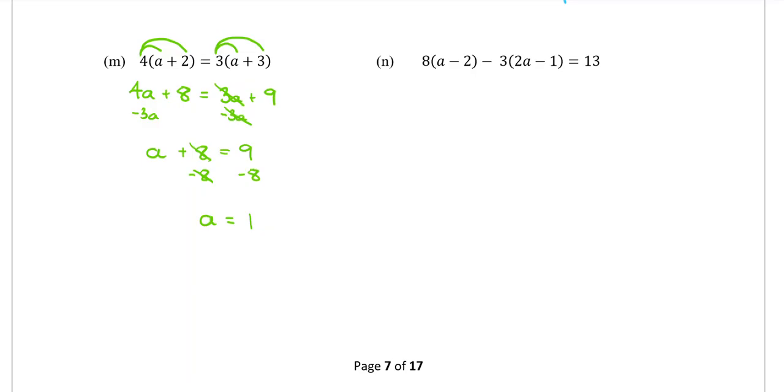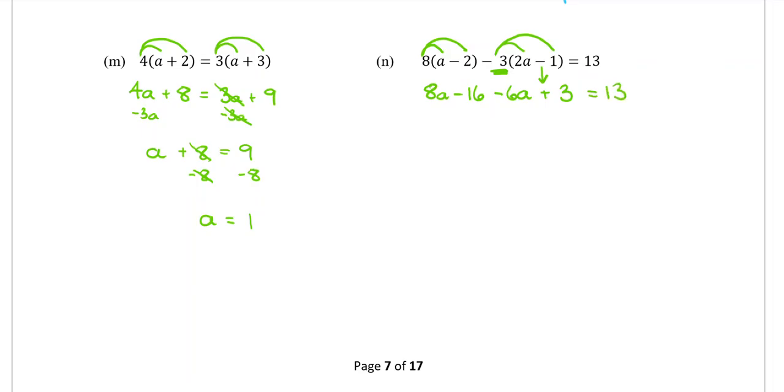Question N, 2 brackets again. Let's expand. 8 times a is 8a, then minus 8 times 2 is 16. Now we have to be really careful of this one because it's a minus 3 that we're timesing into the bracket. Minus 3 times 2 is minus 6a. This is the tricky part. Minus 3 times minus 1 will make this a plus 3. So remember, whenever there's a negative at the front of a bracket, it changes that symbol. Okay, and that's equal to 13.